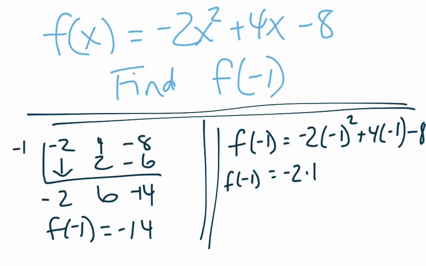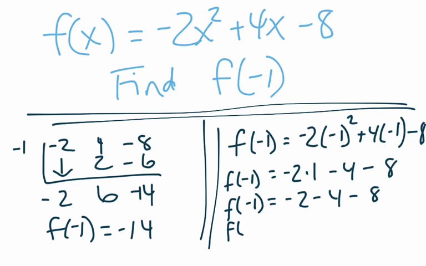And now we can do some multiplication over here. 4 times negative 1 is negative 4. We'll bring down the minus 8. Negative 2 times 1 is negative 2. So we end up with negative 2 minus 4 minus 8. Negative 2 minus 4 is negative 6. And negative 6 minus 8 is negative 14. So we do get the same answer both times.